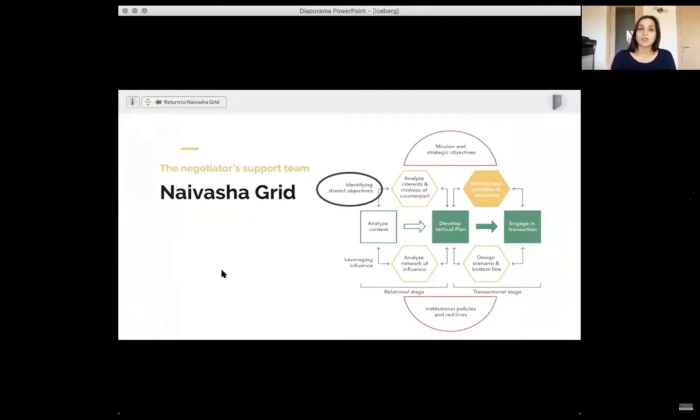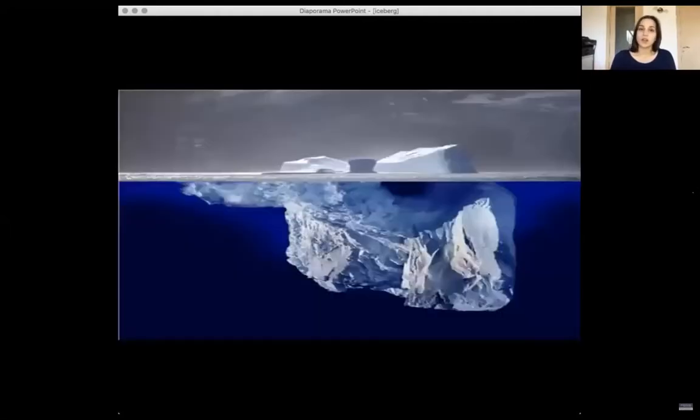For the purpose of these tools, we use the model of an iceberg, which is a large piece of ice floating on water, but you only see the tip of it.